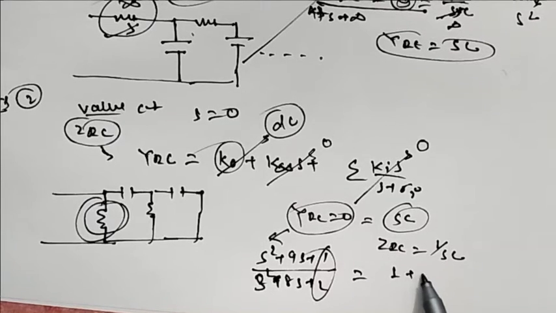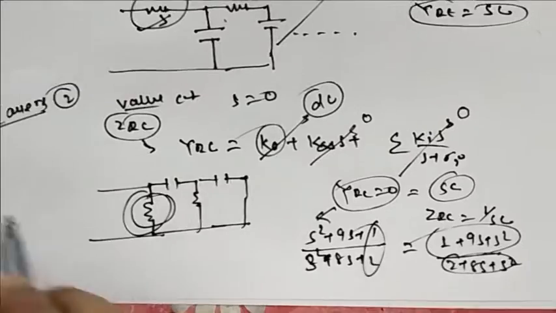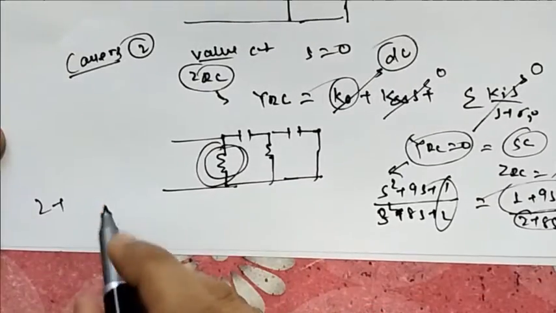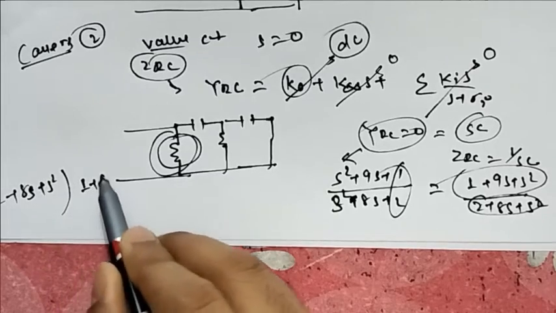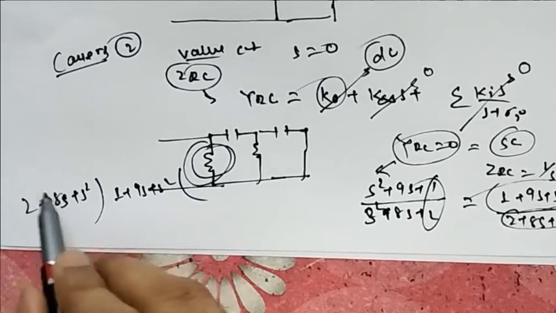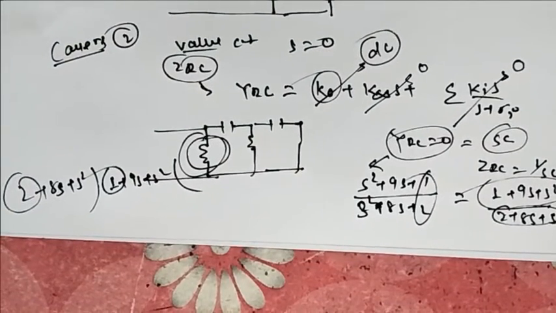Suppose this is the function, then we try to remove the DC component. So we do it in this manner: we keep on dividing with the terms arranged as 2 plus 8s plus s square, divided by 1 plus 9s plus 9s square, because we want to remove the DC component. So this is the difference between Cauer 1 and Cauer 2. Now let me take one example so that we study Cauer 1 and Cauer 2 fully.